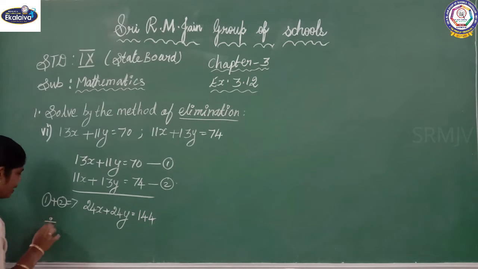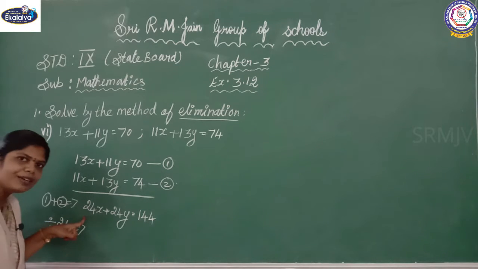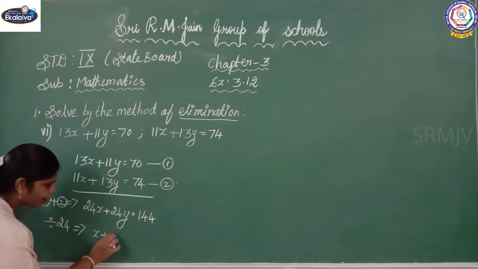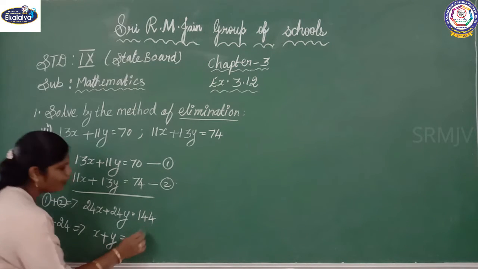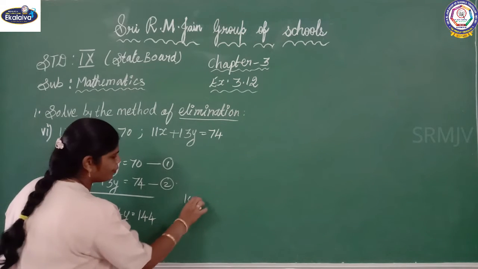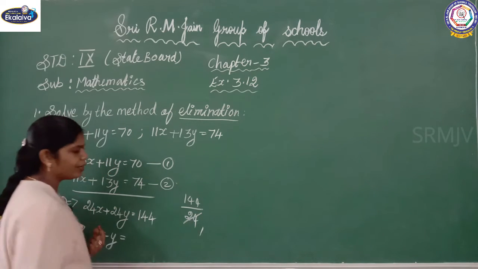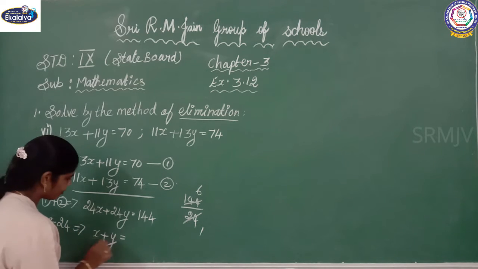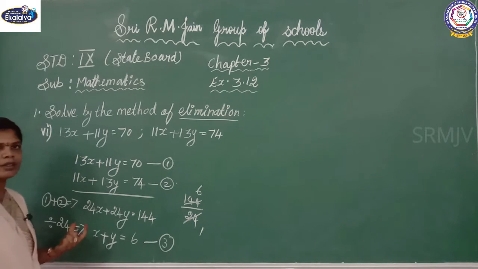Divide by 24. 24 by 24, what will you get, children? 1. So 1 into x, x plus y, here also 24 will cancel. So x plus y equal to 144 divided by 24. How many times does it occur, children? 24 ones are 24, 24 sixes are 144. So 6 times. x plus y equal to 6. This is the third equation.